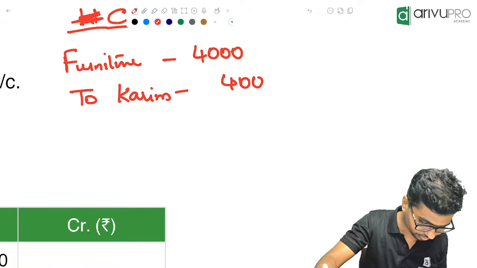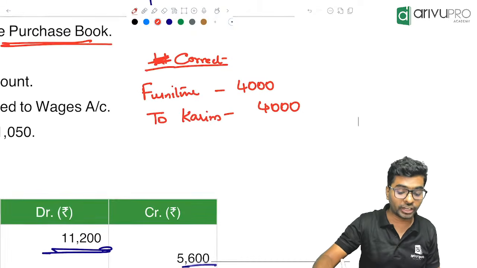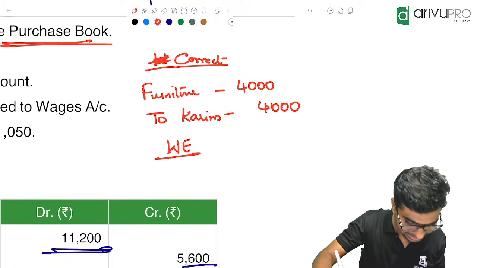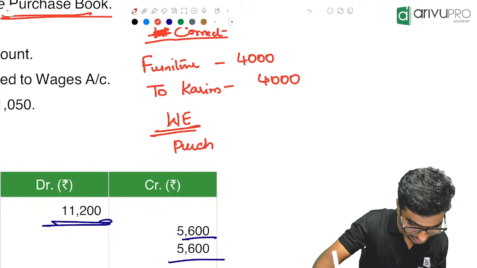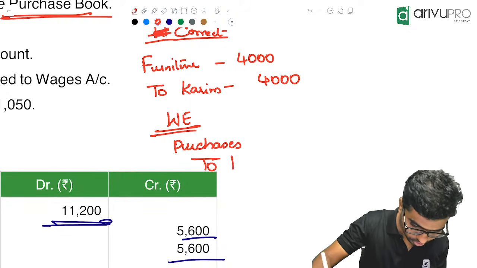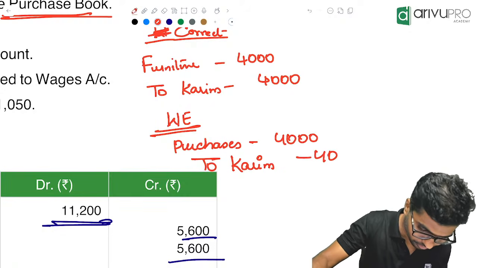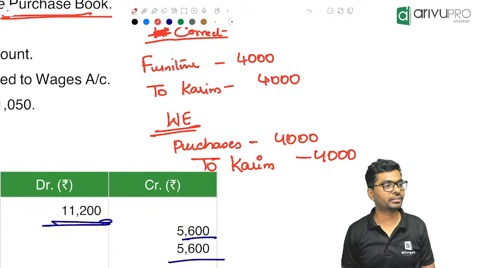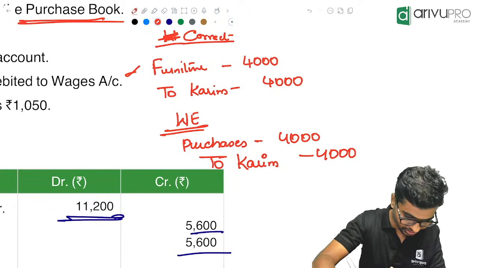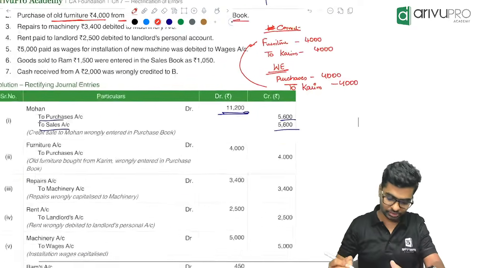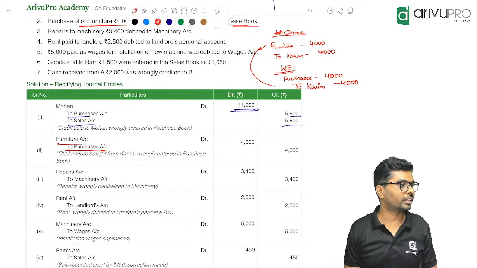4,000. Right? But what did you do? Wrong entry: purchases to Karim 4,000. So what's your rectified entry? Furniture to purchase. Wrote down the right entry, the wrong entry, and the rectified entry.